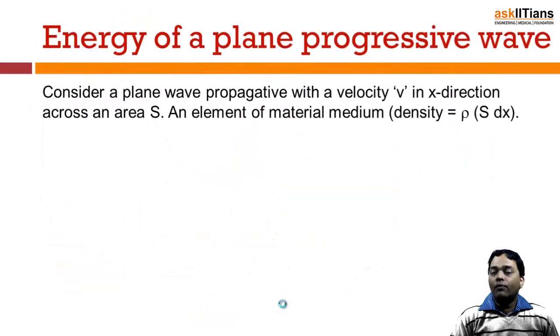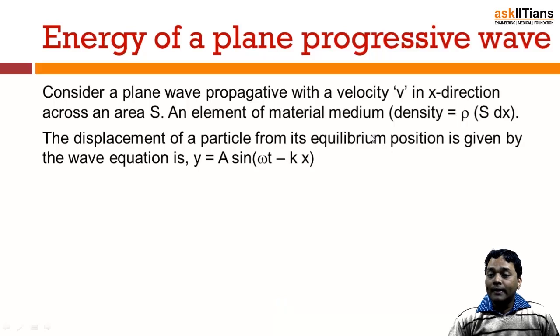So the energy of a plane progressive wave, if you have to understand that. For this, let's consider a plane wave propagating with a velocity v along the x direction. It has an area of cross section, let's say S. If you take an element of material medium, let's say of density rho.